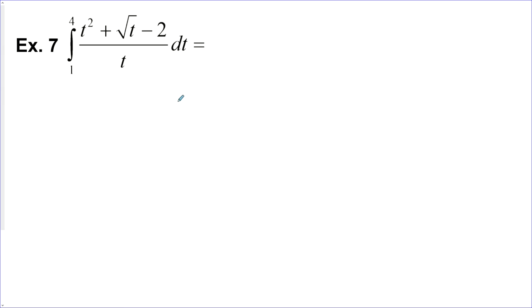Now I have this ugly looking integral, and if you ever get something that you don't think you can find the antiderivative of, try to simplify it before you take the antiderivative. So in this case, I can divide every term by t, so t squared divided by t just leaves me with t. The square root of t divided by t leaves me with 1 over the square root of t, and 2 minus 2 divided by t. And this time, see, we're integrating with respect to t.